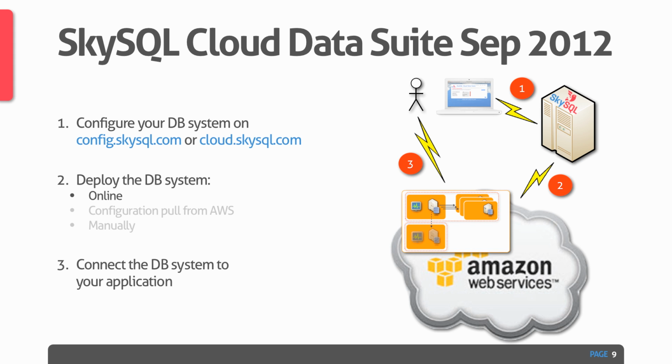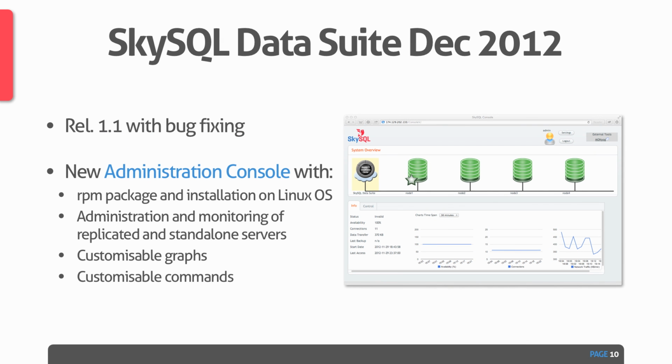This is what we have announced in September, and the data suite was available since September, and we had a significant number of downloads and configurations from all over the world. Now, in December, we have announced a release 1.1 with, of course, several bug fixes, and the new administration console. This new console is available also as an RPM package, and it can be installed on Linux OS. We have tested it, of course, for Red Hat and Ubuntu Linux mainly.